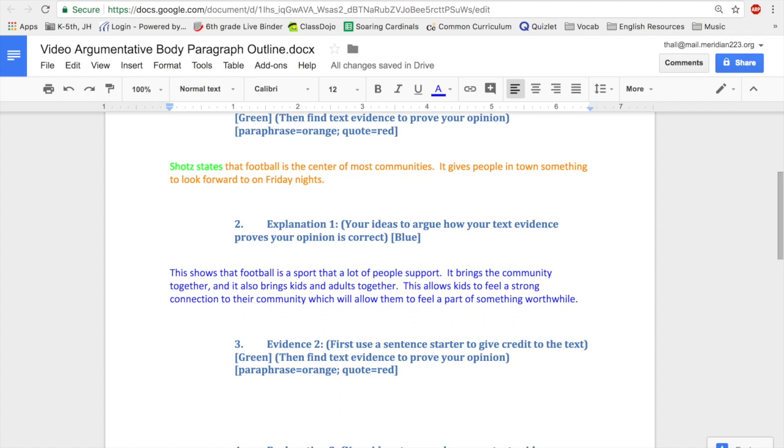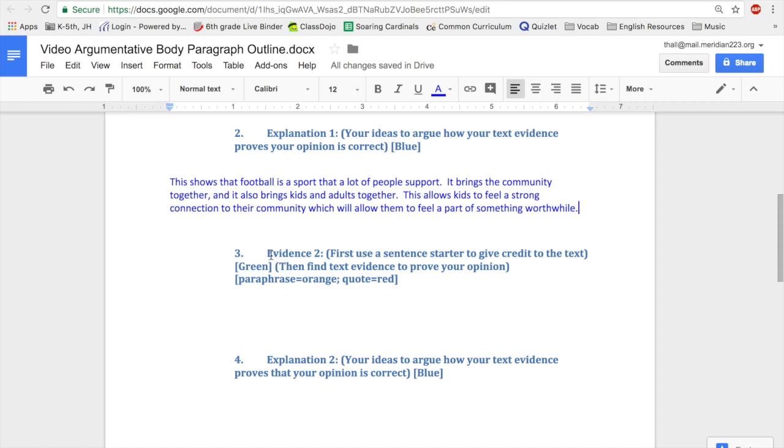First of all, I'm trying to show you what a deep explanation looks like. I don't expect this level from you guys, but what I do want to see is at least one sentence that is your opinion to try to prove how this text evidence proves the topic sentence, so how it proves your opinion. Okay, now that we have that, we're ready to find another piece of text evidence that proves that kids should play football.